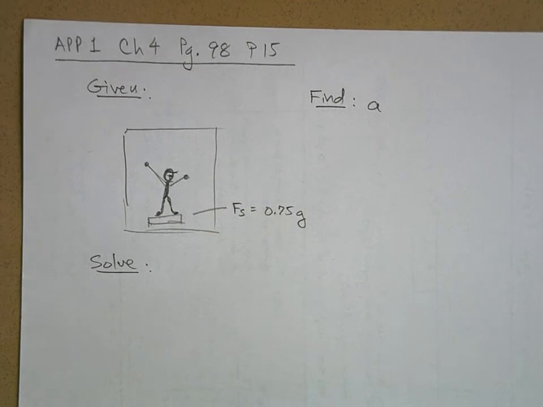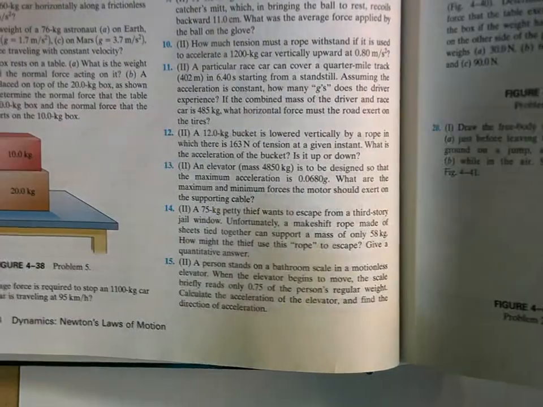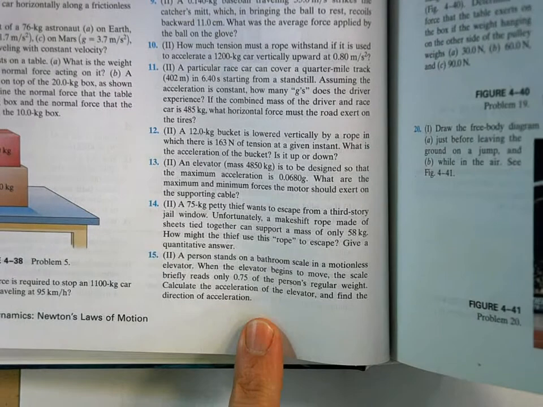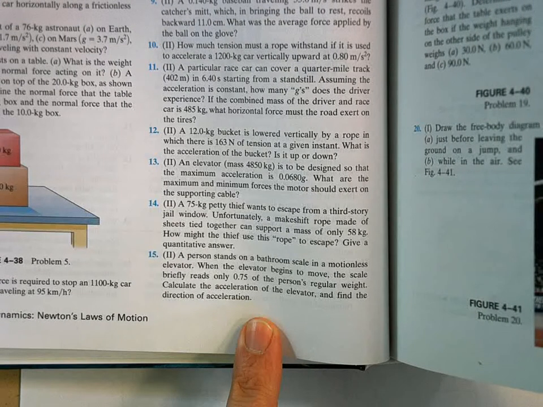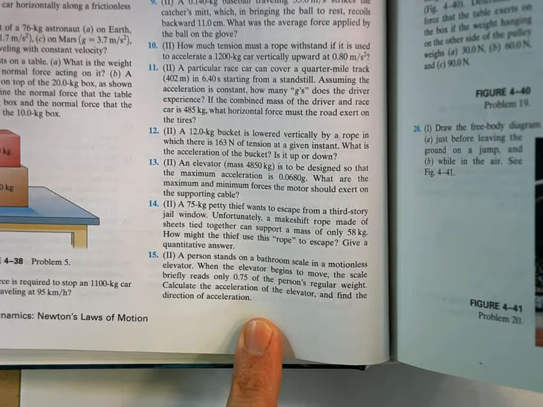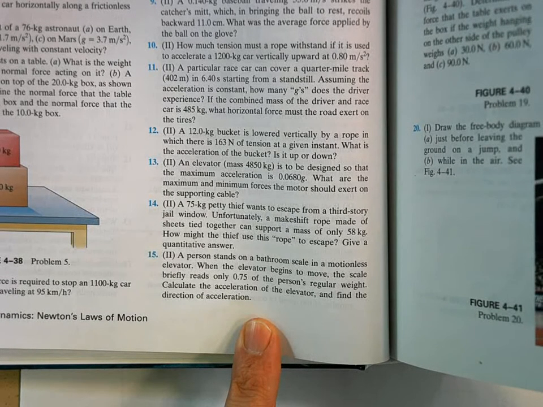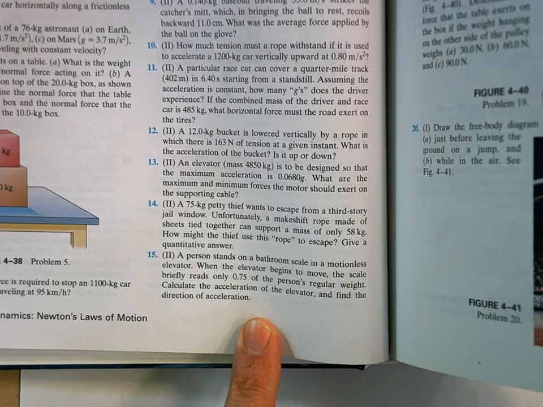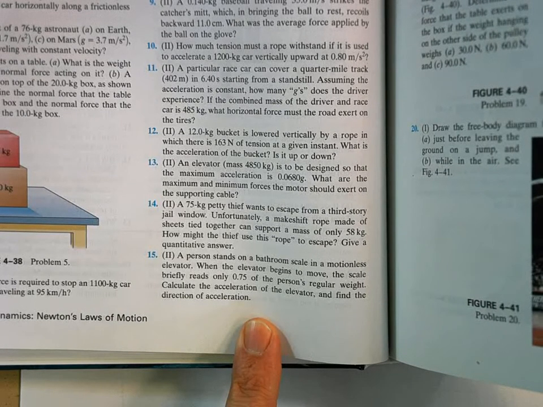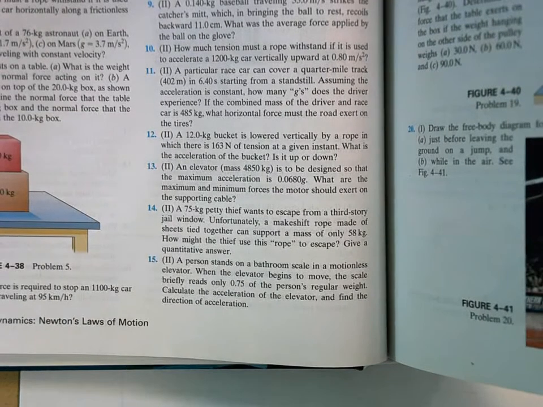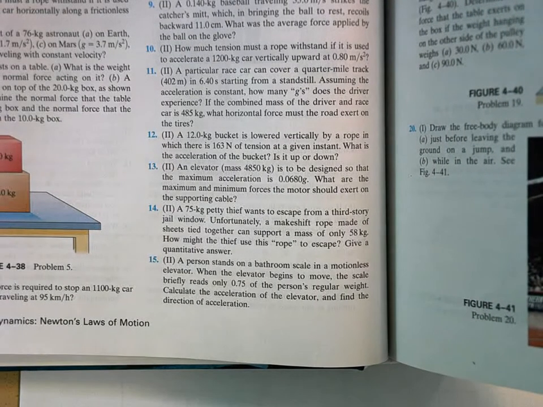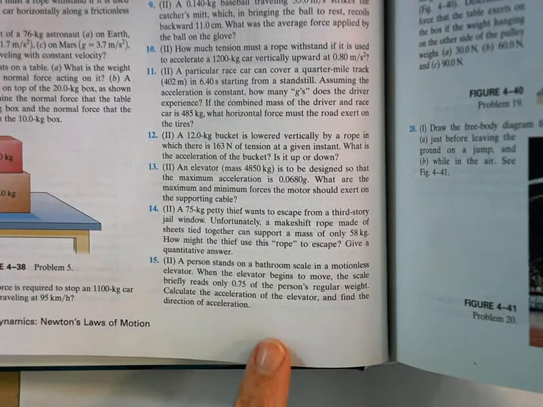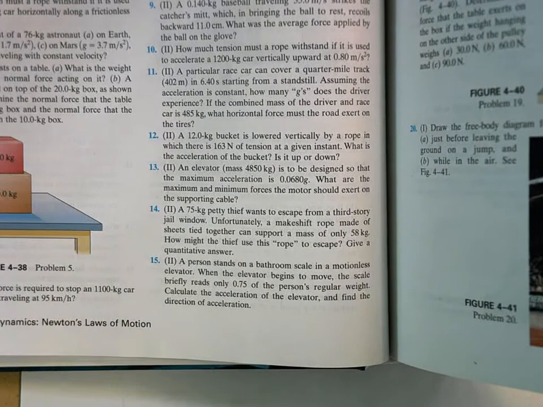Let's do problem 15 on page 98. And I'll go ahead and read the problem. It says, a person stands on a bathroom scale in a motionless elevator. When the elevator begins to move, the scale briefly reads only 0.75 of the person's regular weight. So when you're looking at the bathroom scale, it only reads 3/4 of your weight. Calculate the acceleration of the elevator and find the direction of the acceleration.